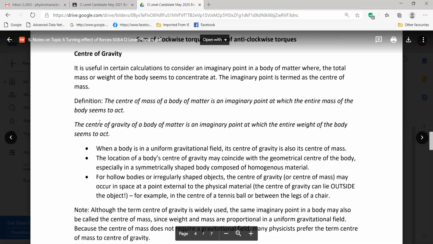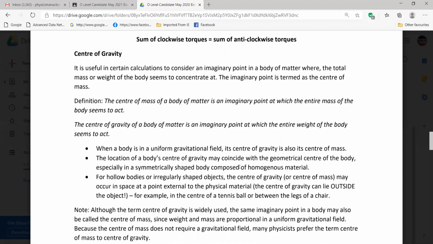Okay, can you read this definition? Definition: the center of mass of a body of matter is an imaginary point at which the entire mass of the body seems to act. Okay, so here they are saying body, right? The center of mass of a body of matter. Yes. Here we can take any object, right? Yes.